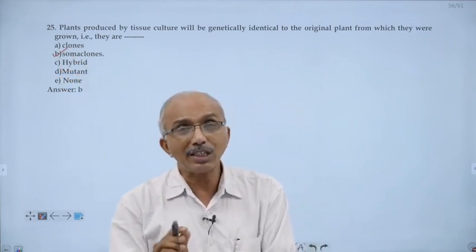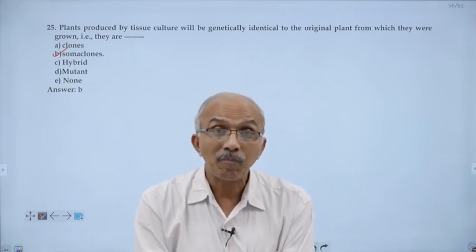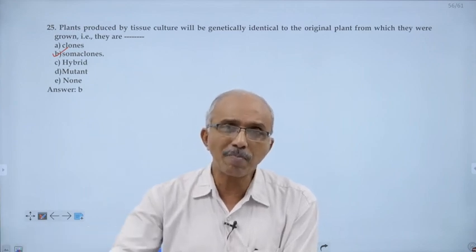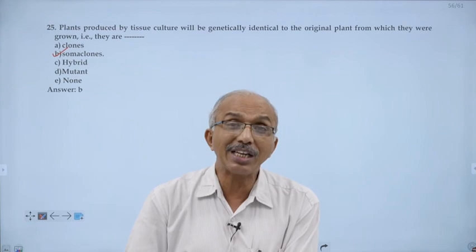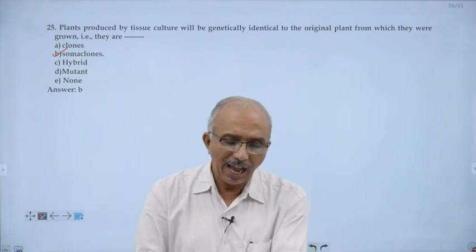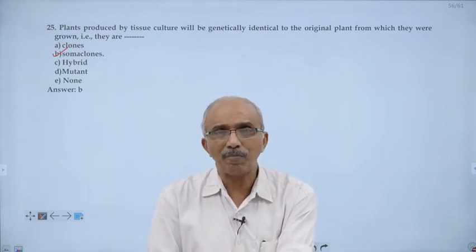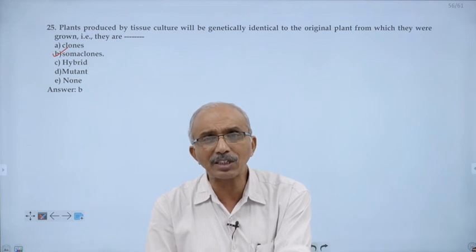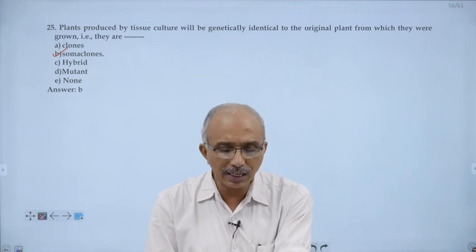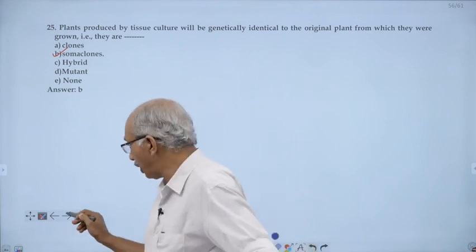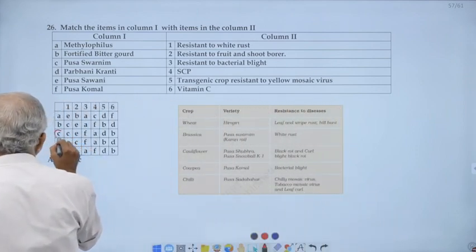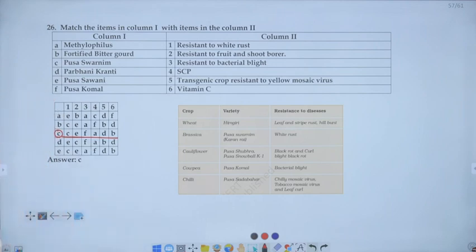Clone is also genetically and morphologically similar, but it is used in vivo, in normal vegetative propagation. Tissue culture is in vitro vegetative propagation. The normal vegetative propagation by planting a stem cutting, or some other propagule, is called in vivo. Question 26, match the following. The answer is C.